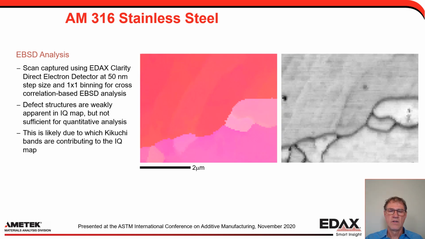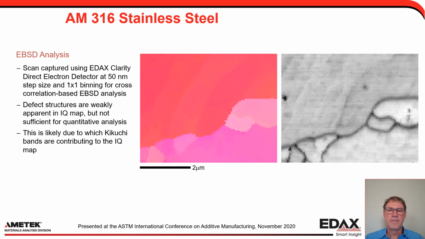This is work of Josh Kasher at Georgia Tech and his colleagues. Here's a scan that we've done on this material. It's additive manufactured 316 stainless. These measurements were completed using a direct electron detector that EDAX has been working on. We're trying to start to look at using direct electron detectors for EBSD. The defect structures are weakly apparent here, but we can't really pick them out very well.